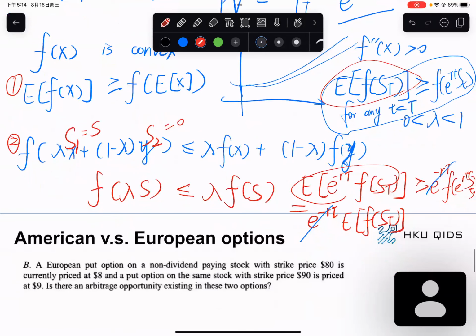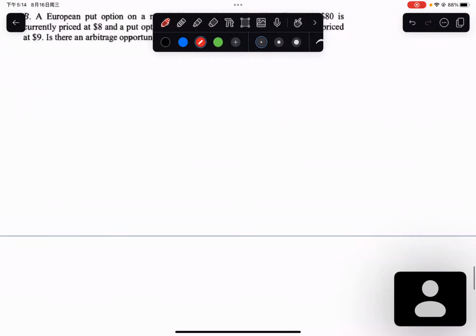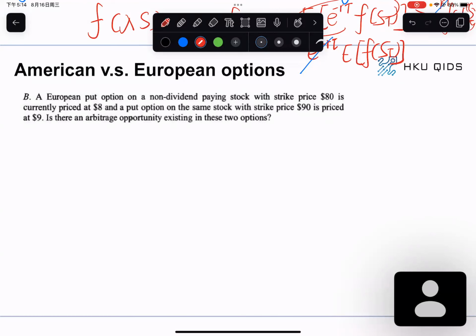So now let's see the B part. A European put option on a non-dividend paying stock with strike price 80 is currently priced at 8, and the put option on the same stock with strike price 90 is priced at 9. Is there an arbitrage opportunity existing in these two options?